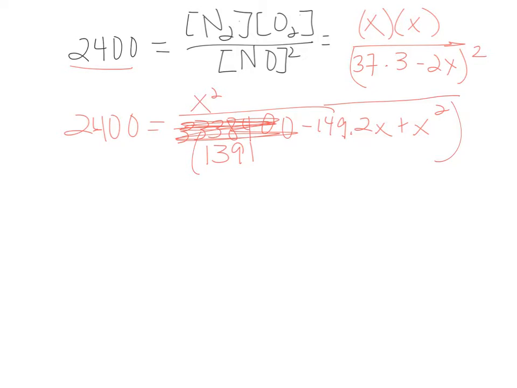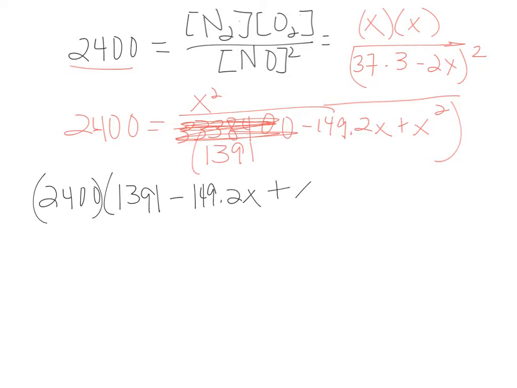So now we have this ugly polynomial down here in the denominator. And so now I'm going to multiply both sides by this polynomial to get it out of the denominator. So I'm going to end up with 2400 times 1391 minus 149.2x plus x squared equals 0. And even when you're working, you have to do this no matter what. Even if you're going to use the calculator to solve the quadratic, we're not at that point yet because we still have to multiply this by this before we can figure out our a, b, and c for our quadratic. So we're going to do that right now.